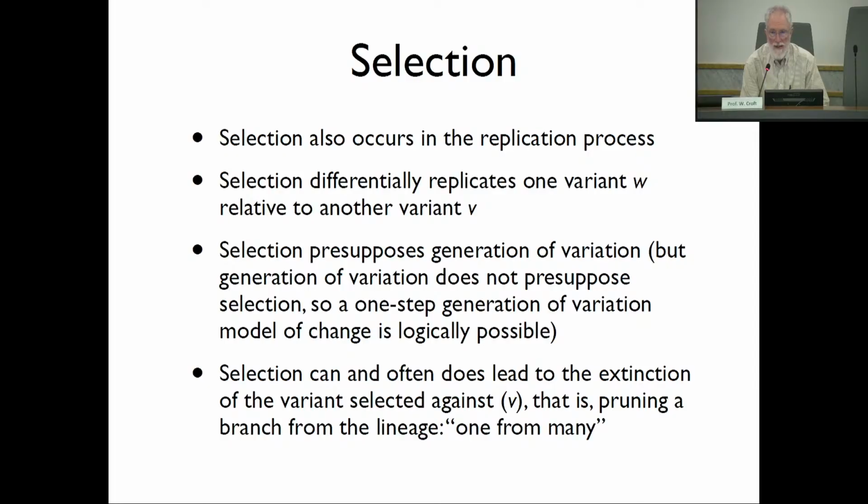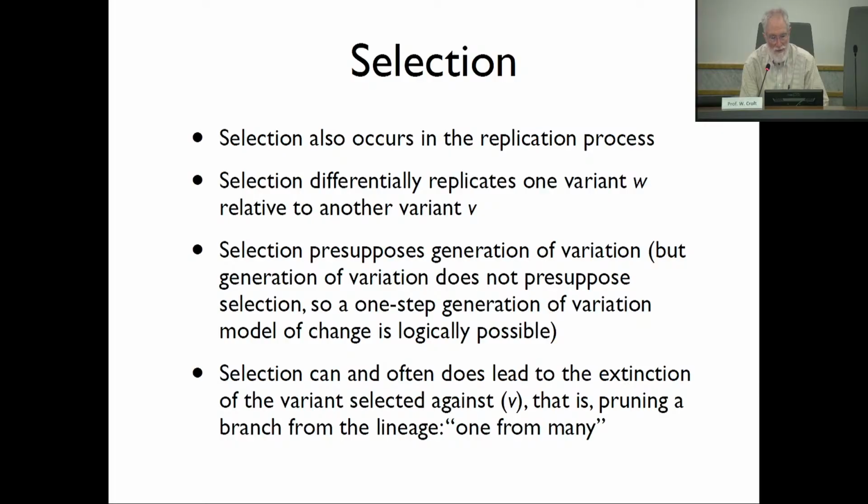Selection contrasts with that. It also occurs in the replication process. So we're talking about these two steps. They both occur in the replication process. But selection differentially replicates one variant, W, relative to another variant, V. In other words, selection has to operate on at least two variants. You're picking one instead of the other to produce in the utterance. So in other words, selection presupposes generation of variation. You can't select when there's only one. There's no choice. There's no alternatives.